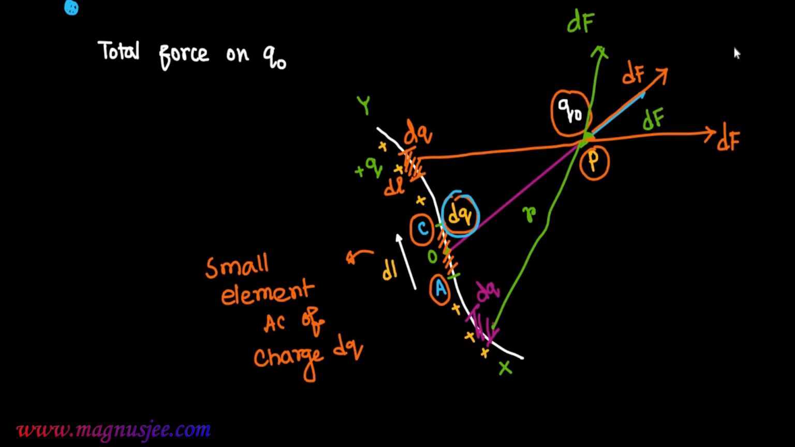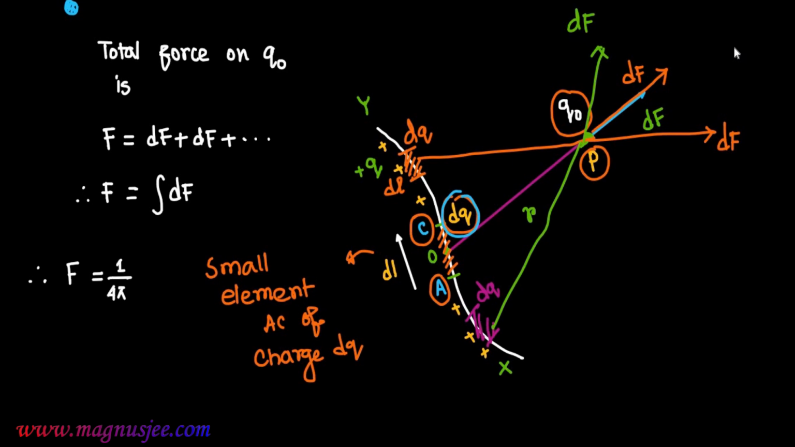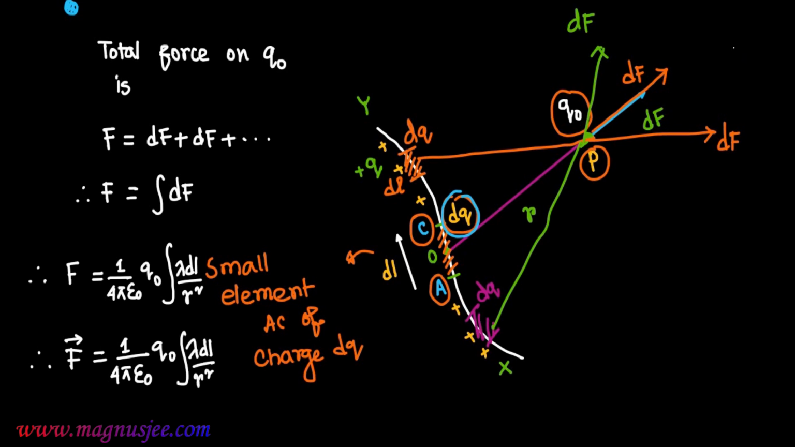Therefore, the total force on the point charge Q naught at the point P is F equal to the sum of all these forces, dF plus dF plus dF and so on. Therefore, F equal integration dF, equal 1 by 4 pi epsilon 0 Q naught integration lambda dl by r square. The electrostatic force vector experienced by the point charge is 1 by 4 pi epsilon 0 Q naught integration lambda dl by r square r cap, where r cap is the unit distance vector of the point P from the linear charge distribution. So Q naught experiences an electrostatic force vector F along that direction.